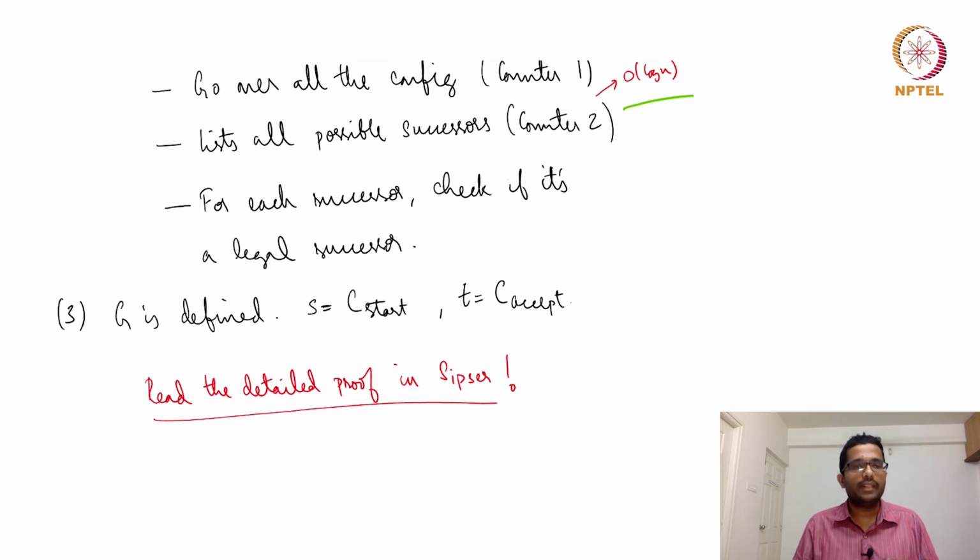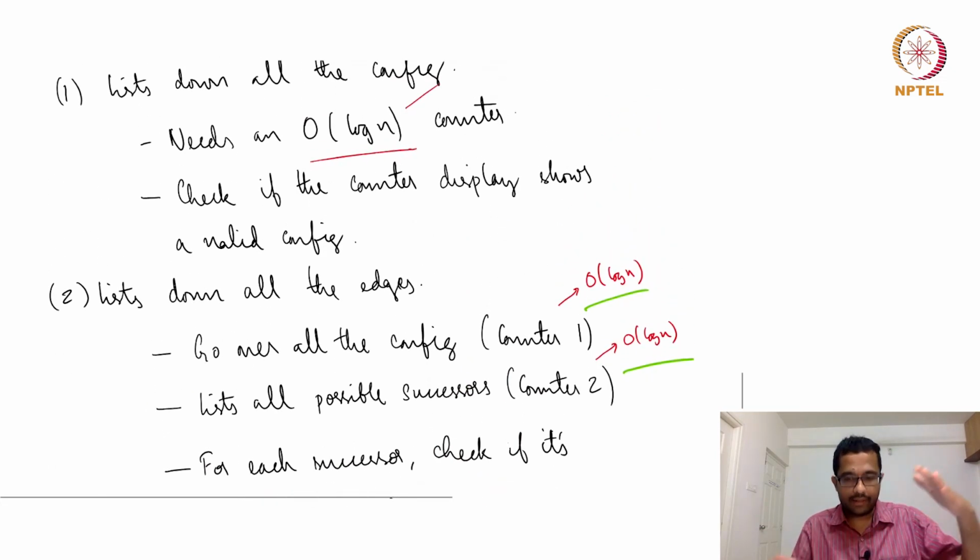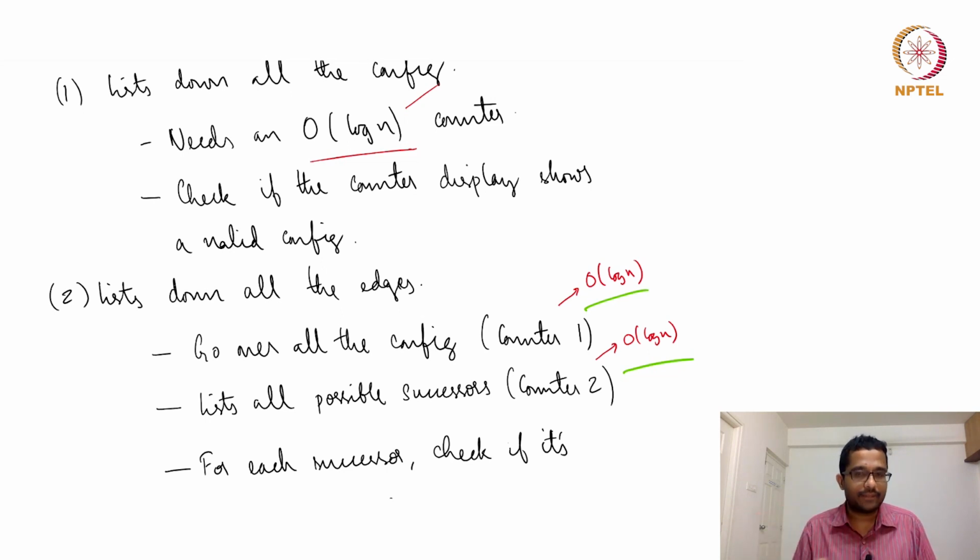So any language in NL, we could convert it to an instance of path using a log space reduction. Again, S is C start and T is C accept. This is easy to note. This is also there in CIPSR. You can have a look. They have a more paragraph writing style, so it may be a bit different, but it will also help you to see different styles of writing.